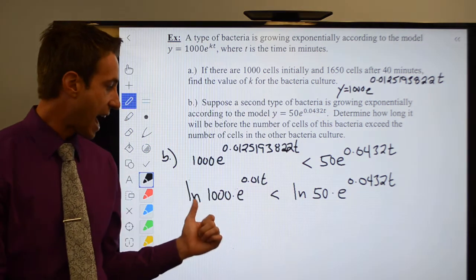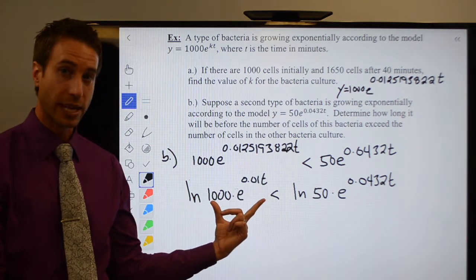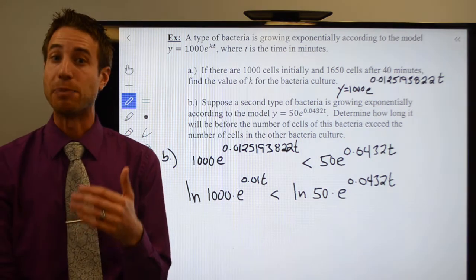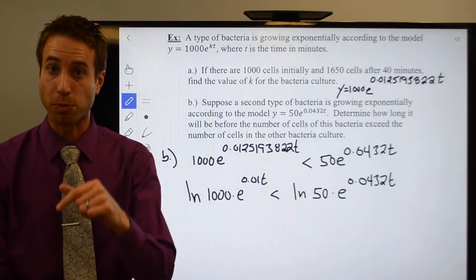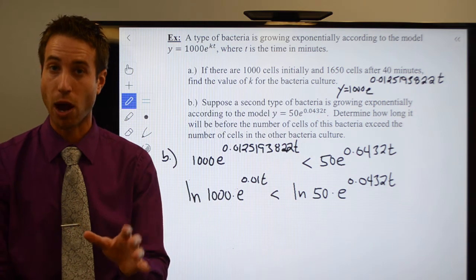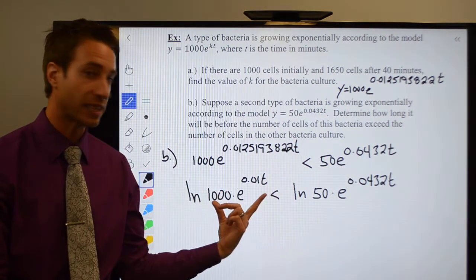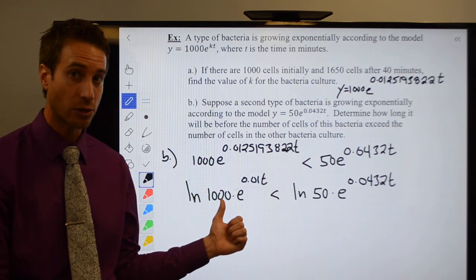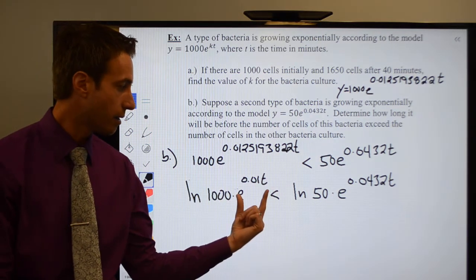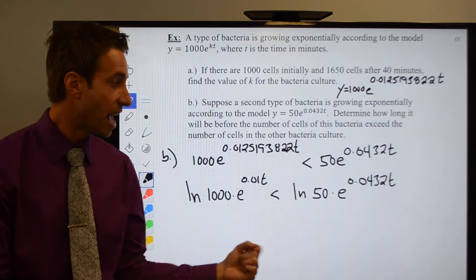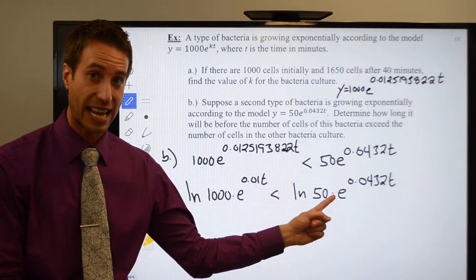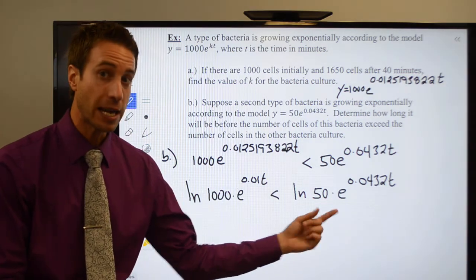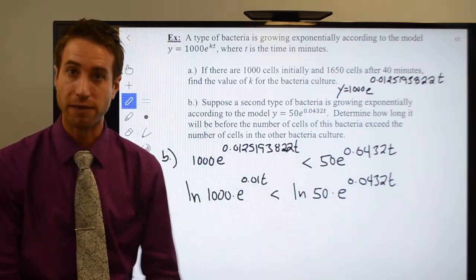But here we go. ln, please notice I'm taking the ln of a product. This is the property, the exponential property of logarithms. It's the product property where I can now split these guys up using addition. It'll be the ln of 1,000 plus the ln of this exponential function. Same thing on this side. That's multiplication. I can split these guys up using addition. ln of 50 plus the ln of the exponential function.